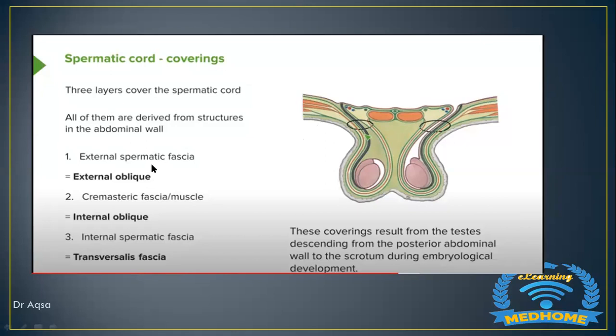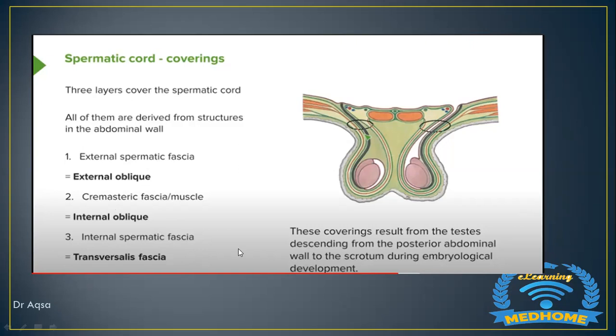The external spermatic fascia, we already discussed, is formed by the external oblique muscle. So external and external are easy to remember. Then we have the cremasteric fascia or the cremasteric muscle, which is formed by the internal oblique muscle. And lastly, we have the internal spermatic fascia, which is formed by the transversalis fascia.